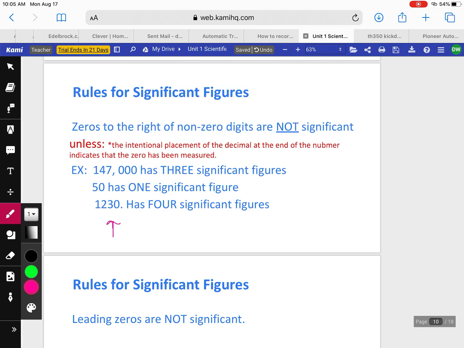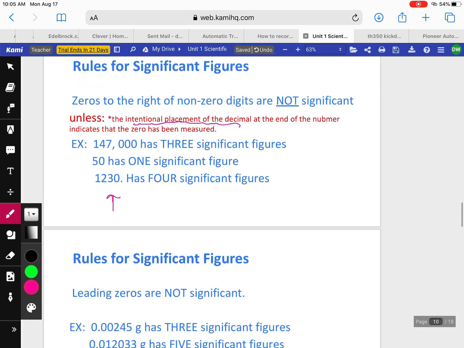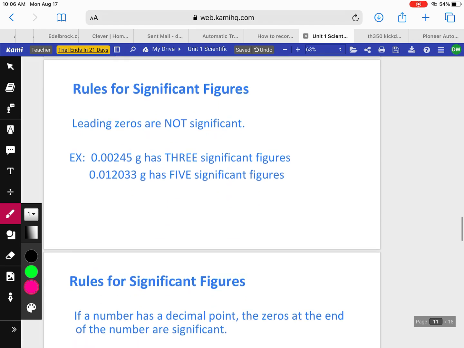Now, if you're writing down 1,230, you're not going to automatically put a decimal point there, right? Unless you want it to be there. So the intentional placement of a decimal means that that 0 is significant and that number has 4. Okay? Now, leading zeros are not significant.